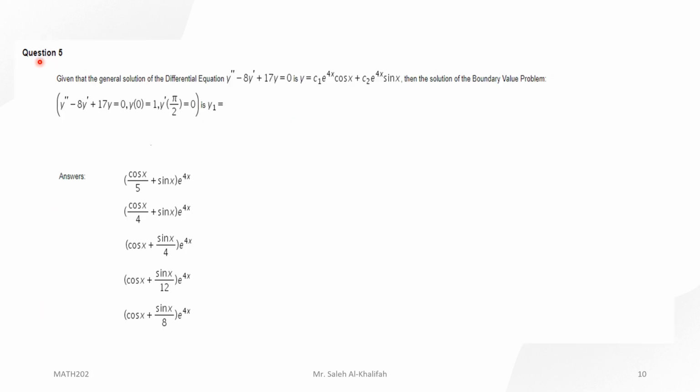طيب, now we start with question number 5. It says that we have the general solution of this differential equation is this equation. Then the solution of this boundary value problem. This is a very simple question, because the general solution is already given. فهذا general solution, وهذا boundary value problem, عندك condition هذا الأول وهذا condition الثاني. y of 0 equals to 1, خلاص. إذن 1 equals to what, عوض بال 0 راح يطلع لك c1 plus 0. This implies that c1 is 1.